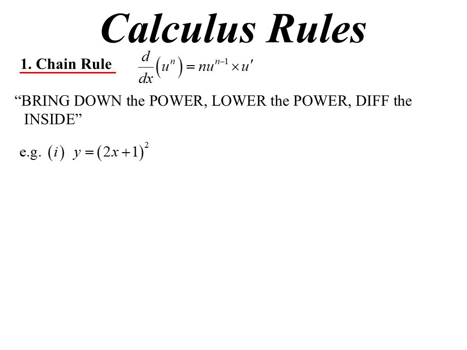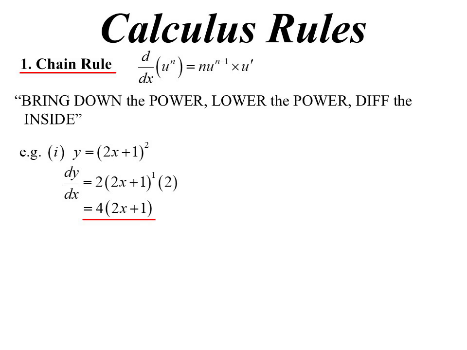Here's the question that we did before when I said, at this stage we'd have to expand it out in order to do it. And the reality is, for something where the power's that low, I probably would expand out anyway. But here's what we're saying. Bring down the power. 2 comes to the front. Lower the power. I go to 1. Now, you get inside, expel that derivative. 2 gets expelled out, and there's my answer, which was the same as the one we got before, it's just factorised. Bring down the power, lower the power, diff the inside.